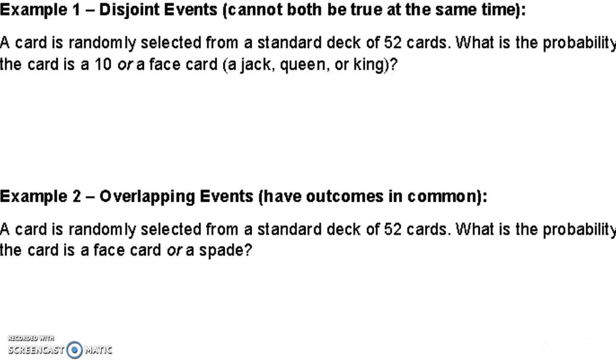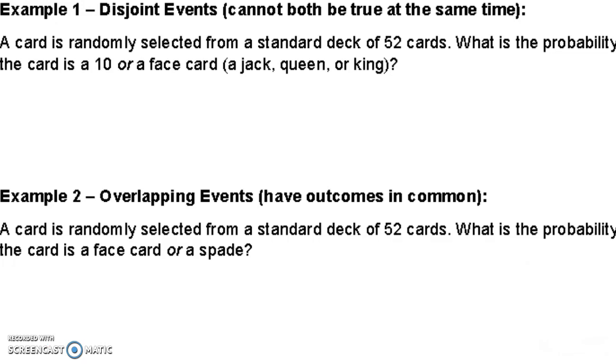And so when we do that probability, first we're going to figure the probability that the card is a 10. Okay, so how many 10s are there in the deck? There's 4 of those. 4 out of 52, which reduces down to 1 out of 13. Then we need to calculate the probability that the card is a face card, jack, queen, or king. So there's 3 of those in each suit and 4 suits. So that's a total of 12. So that simplifies down to 3 over 13.